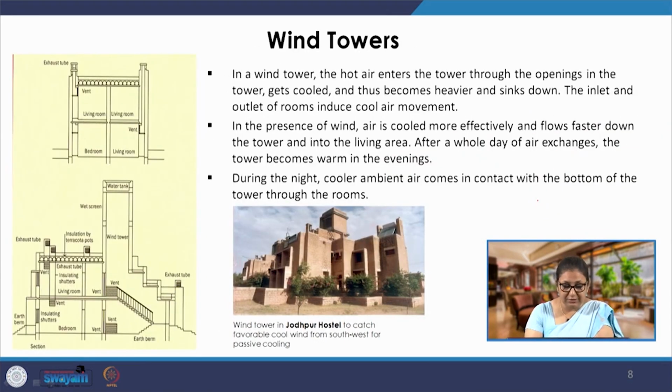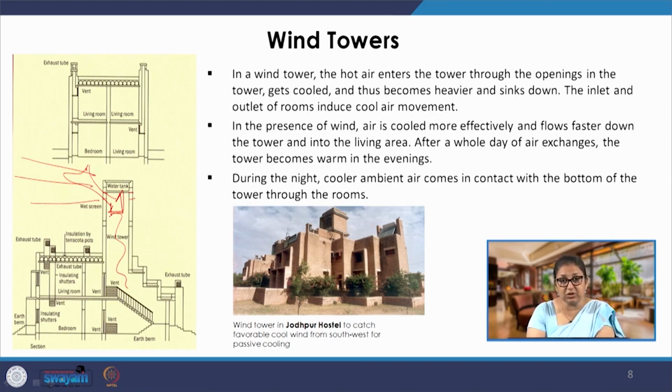The next we have wind towers. What we do in wind towers is that there are openings at the top, and we provide these openings in the direction of the wind. So, the wind is allowed to be caught by the wind tower. We know that wind is going to come from this side, and the wind will enter into this wind tower, and it will be allowed to settle down. And why will it settle down? Because this is hot air that is coming in.